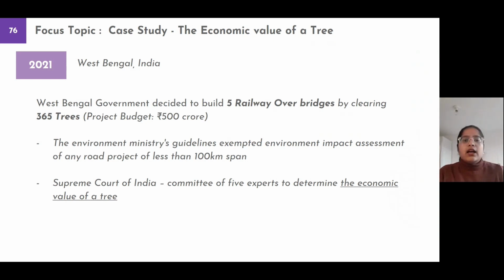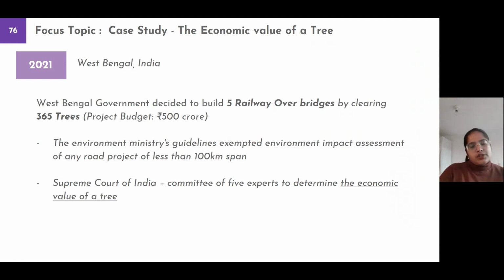And there was no EIA done for this case because the Environment Ministry guidelines exempt EIA of any road project which is less than 100 kilometers in span, and this was just 5 railway overbridges. But it required clearing of 365 trees. So the Supreme Court of India heard this matter, and the matter was taken up there.